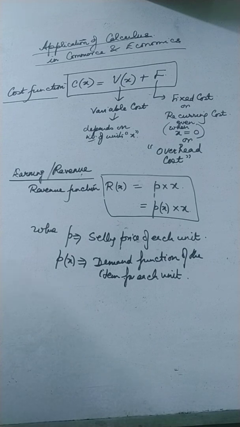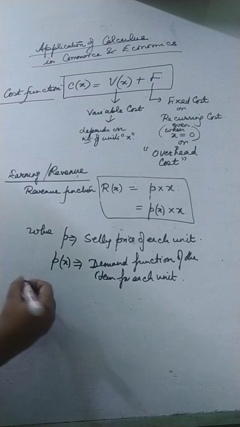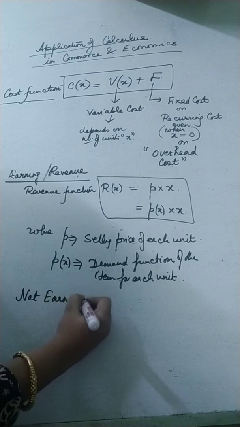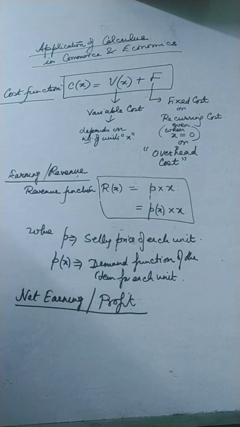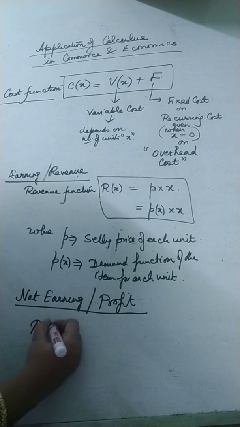Now once you have borne the expenses of setting up your business, after that you are selling it in the market, and then you will calculate how much has gone into your pocket, isn't it? That is, what is your profit? That will be your main target. So therefore, we have the net earning, which is your profit. This also depends on the number of units you are manufacturing and selling. In fact, it is the profit function.